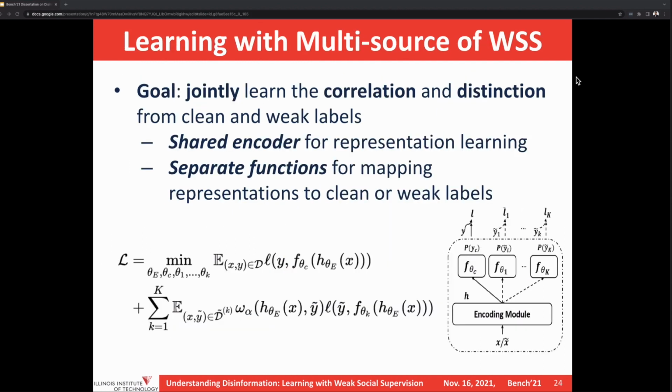Okay, so we propose a model to effectively leverage this weak social supervision from multiple sources, because signals from different sources are noisy and can be biased, so the qualities can be different. So we propose to jointly learn the correlation and distinction from the clean label and weak labels using this framework.